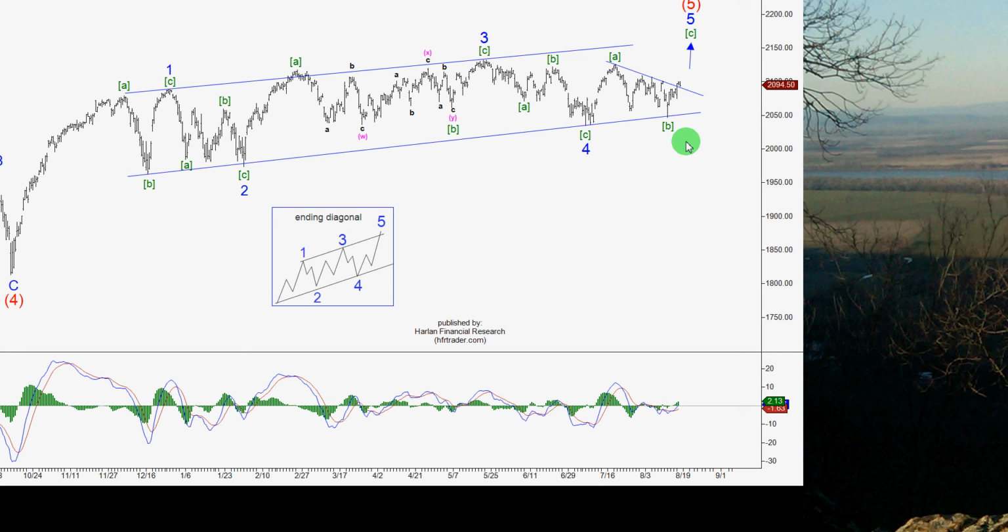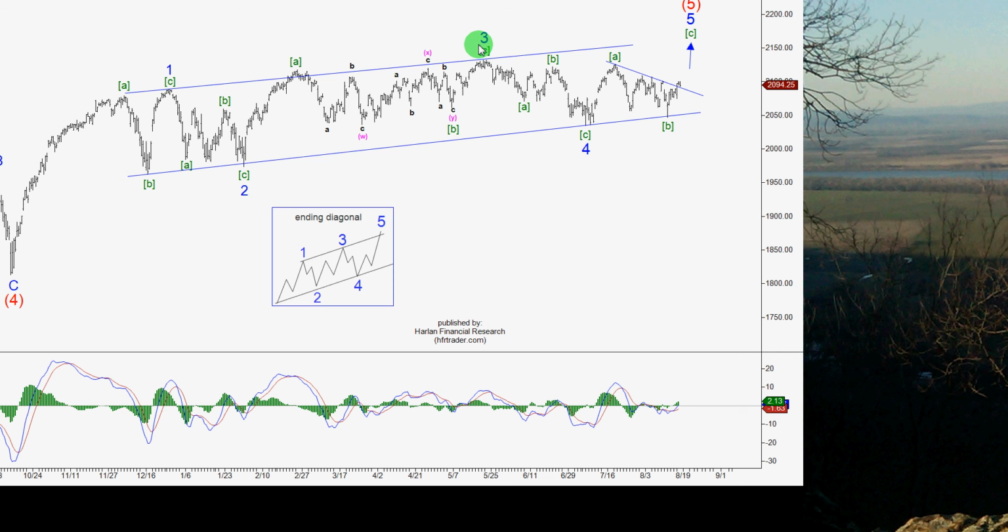Now, some of the rules within this diagonal. One is wave 3 of a diagonal right here is always shorter than wave 1, and in this case it is. In some indexes, wave 3 is 0.618 of wave 1, which is a perfect calculation for wave 3 of an ending diagonal. In other indexes, it's 0.786 the length of wave 1, which is just the square root of 0.618, another perfect calculation for wave 3.